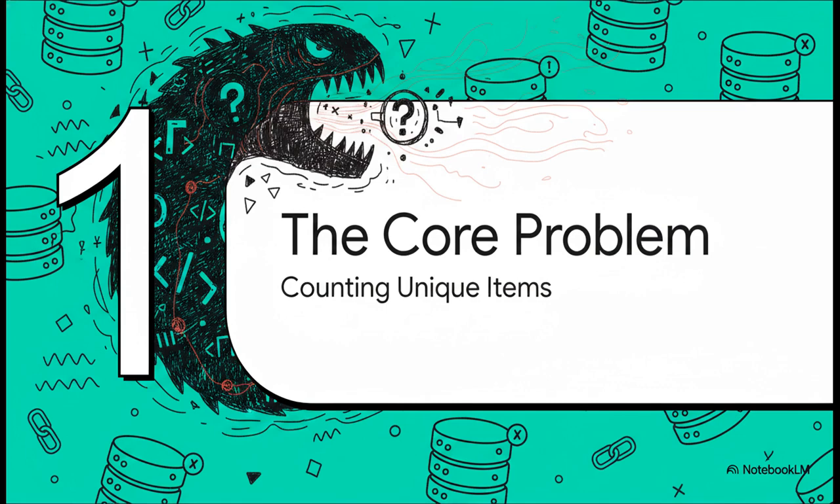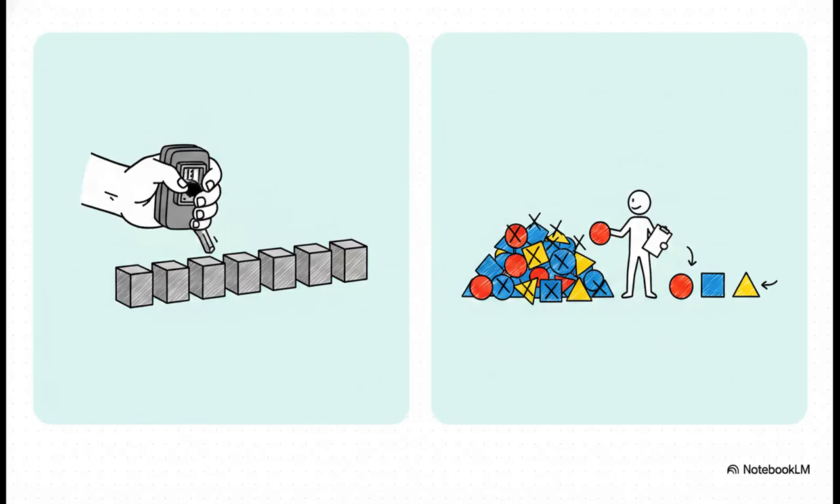Section 1, the core problem. To really understand why this is so tricky, we have to talk about computational complexity. Just counting items is a super simple O(1) operation. You increment when you add something, decrement when you take it away. It's kind of like asking a librarian how many books are in the building, and they just glance at a digital counter on the wall. Done. But counting unique items, that requires state proportional to cardinality.